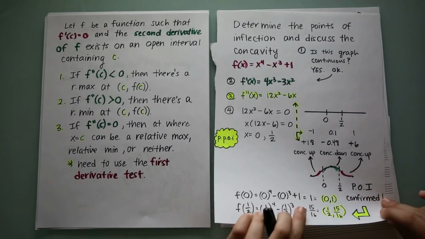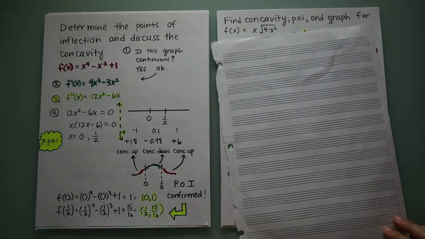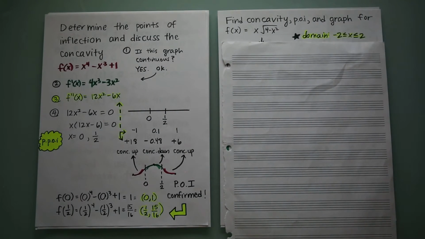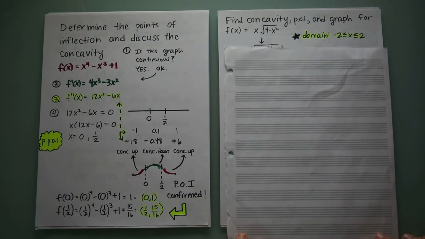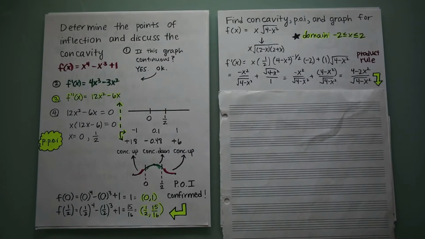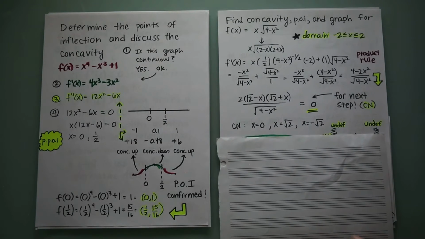Now that we're used to finding concavity and points of inflection, here's a harder problem that I got from the UC Davis website. Keep in mind that with this function there's a domain restriction, meaning x goes only from negative 2 to positive 2, no further. We find the derivative using the product rule. This process turned out to be more grueling than those of the last examples. We set the derivative equal to 0 for critical numbers x equals 0, root 2, and negative root 2.